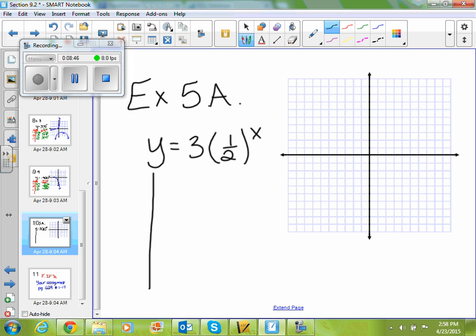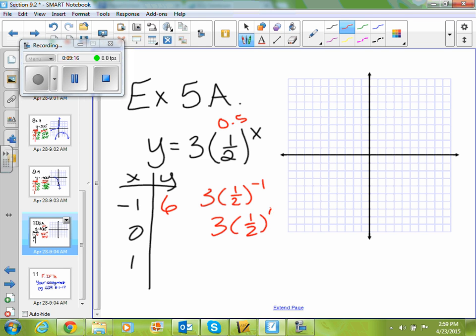Number 629. Alright, so if I plug in negative 1, 3 times 1/2 to the negative 1. What's 1/2 to the negative 1? Well, 1/2 is like 0.5, so you can put it in your calculator as 0.5 to the negative 1. Okay, and 2 times 3 is 6. If I plug in 0, 3 times 1/2 to the 0, 1/2 to the 0 is 1. 1 times 3 is 3. You remember anything to a 0 exponent is 1. And 3 times 1/2 to the first is 1.5.